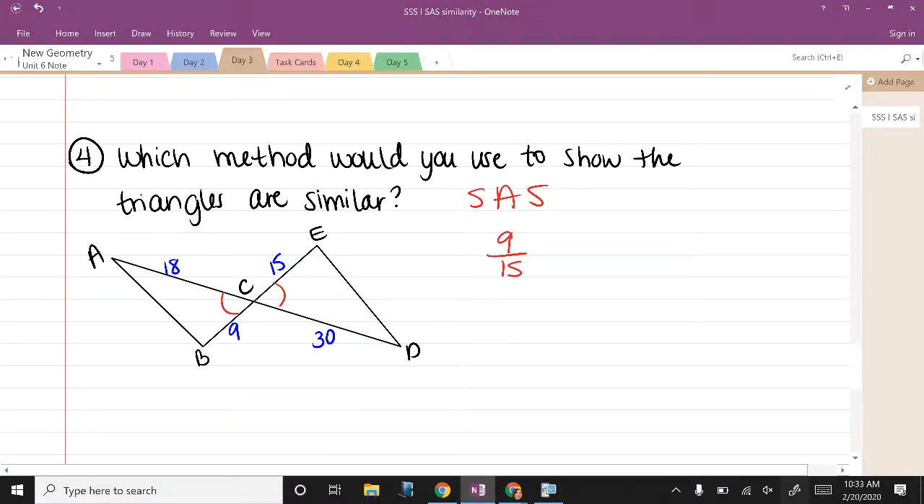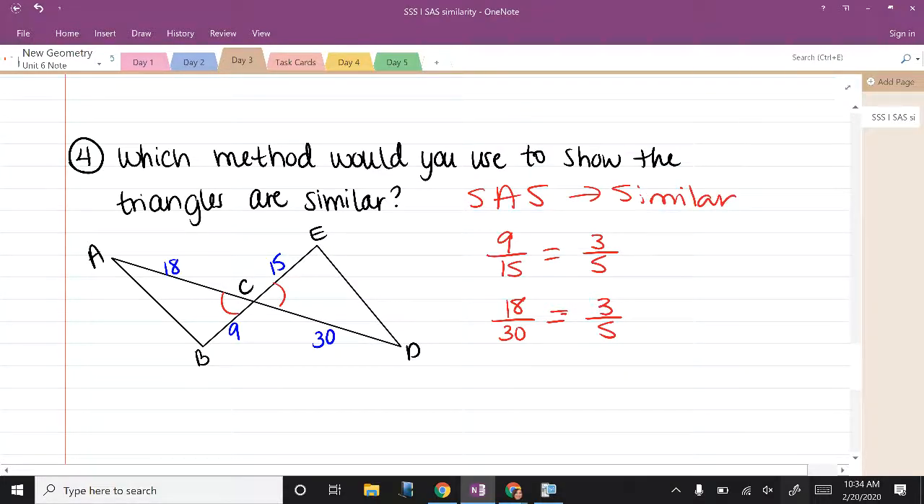And then for the other one, the larger side in triangle ABC is what? 18, and the larger side in triangle CED is what? 30. And let's see if they reduce to the same thing. Well, I can divide the top ones both by 3, and that is 3 over 5. And yep, divide by 6 and get what? 3 over 5 again. So are those similar? Yes. They're similar.